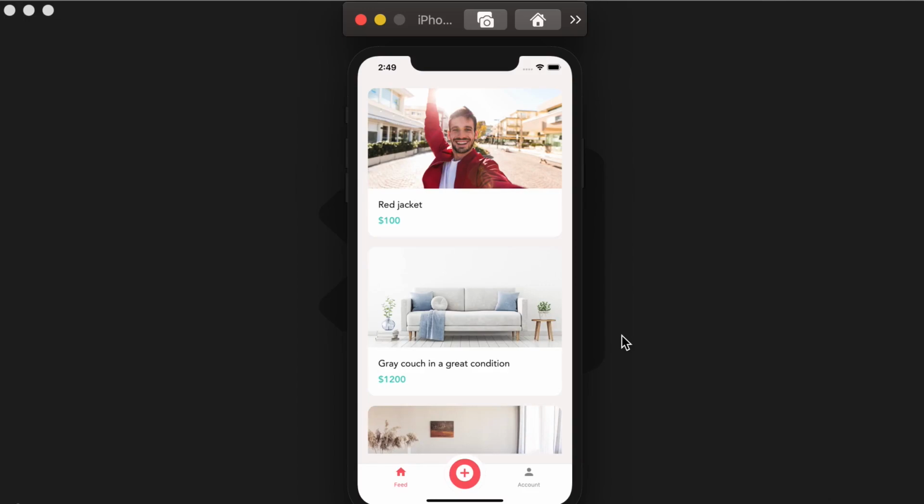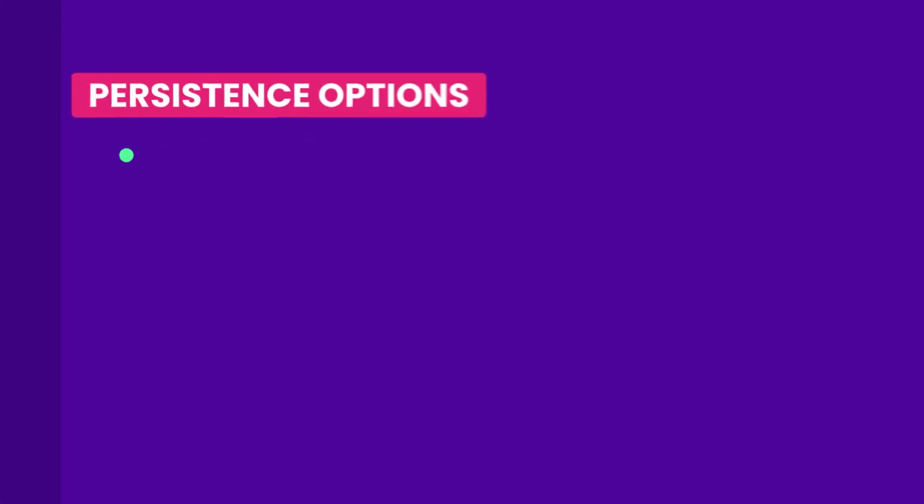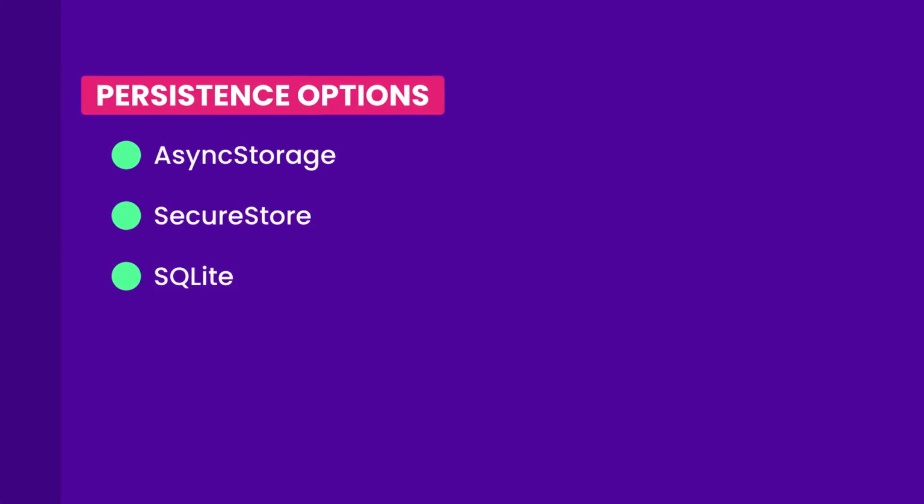Now let's see how we can implement caching in our app. So let's say we want to store our listings in a cache so they're available if the device goes offline. So earlier I told you that we have three options for caching data. We can use async storage, secure store, or SQLite.